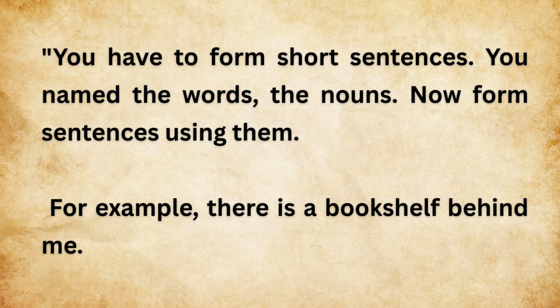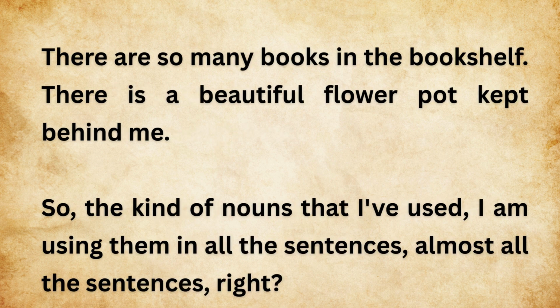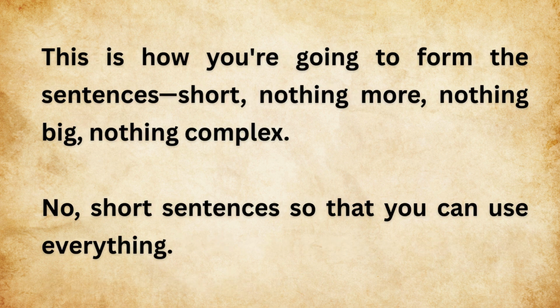For example, there is a bookshelf behind me. There are so many books in the bookshelf. There is a beautiful flower pot kept behind me. So, the kind of nouns that I've used, I am using them in almost all the sentences, right? This is how you're going to form the sentences. Short, nothing more, nothing big, nothing complex, so that you can use everything.